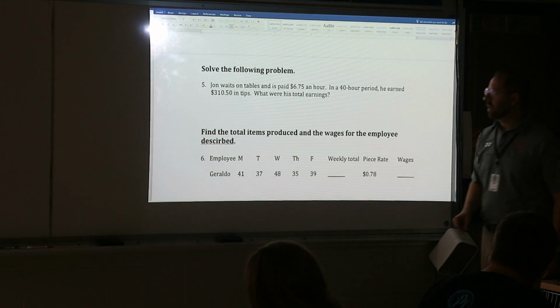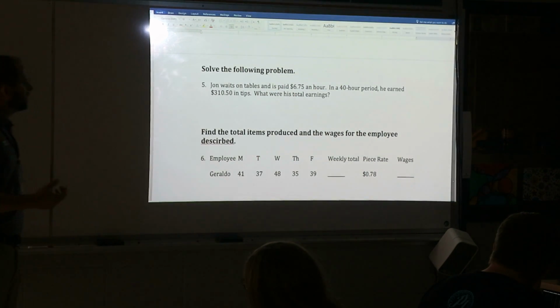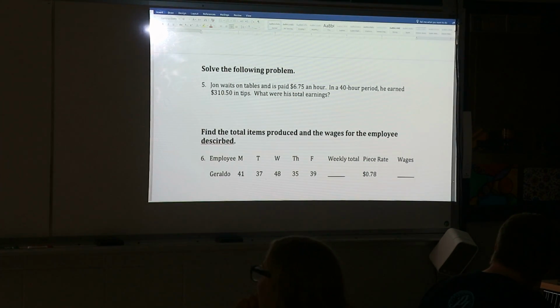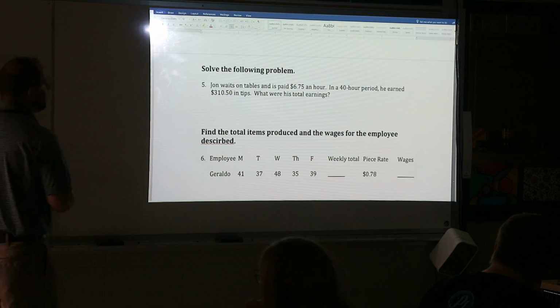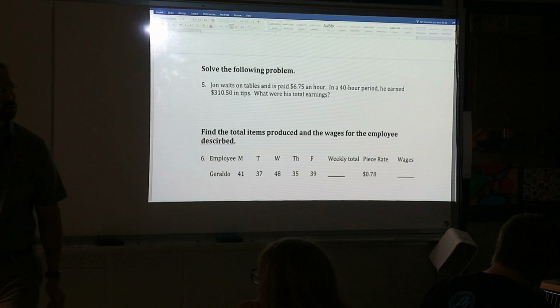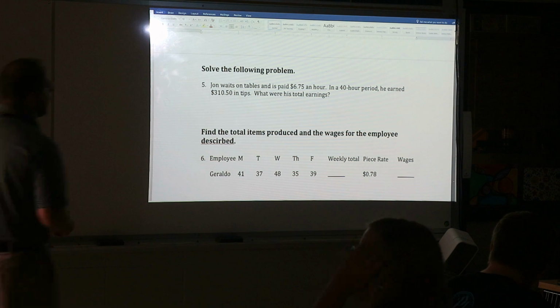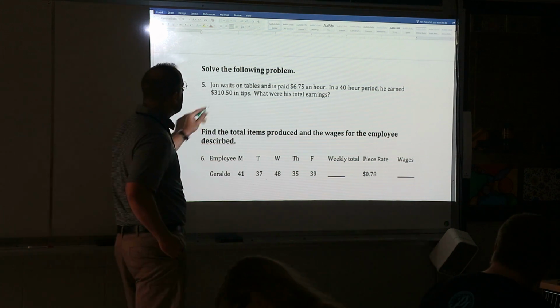We want to find total earnings if this particular person is making tips. So it's going to be a tip-based problem. That's one we did in class. So $6.75 an hour. That's a lot. Dyer was even bringing it up earlier. $6.75 for waiters, a lot. Usually it's significantly less than that. $2 to $4 range, somewhere in that usually is the normal. But in a 40-hour week, you earn so much in tips.